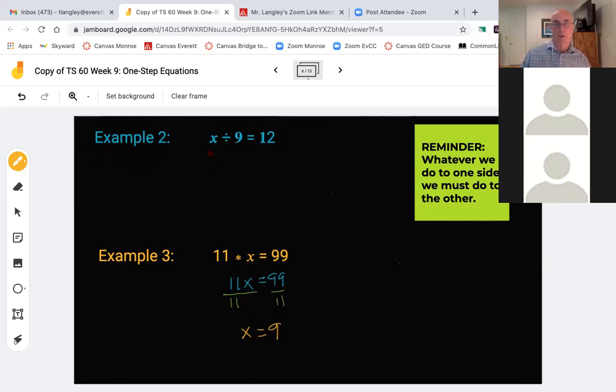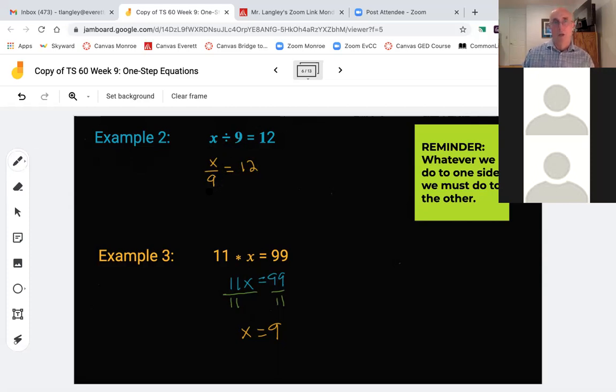All right, let's take a look at this next one though, example 2. It's division. How would you think logically you'd get rid of division? The opposite of division would be to multiply. Now it's probably best for you, whenever you have something like x divided by 9, to rewrite it as x over 9 equals 12. And I'll show you why in a second. So that means x divided by 9. It means the same thing.